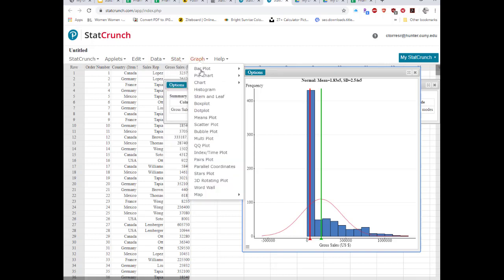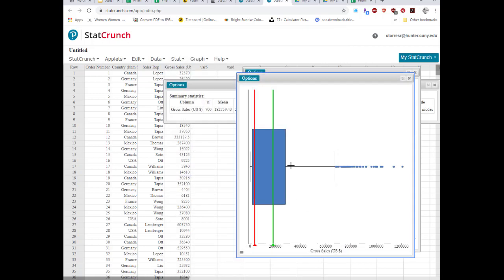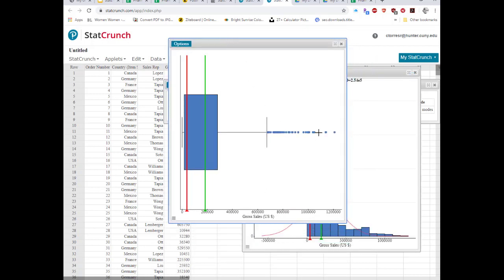The next one is the graph of the box plot. Gross sales. Let's do this horizontally. Mean, median, compute. Look at all these outliers. See, this is all showing that the data is not normal. The median is supposed to be in the center of the box, and it's not in the center of the box. It's way off to the left. So this is not looking promising whatsoever.